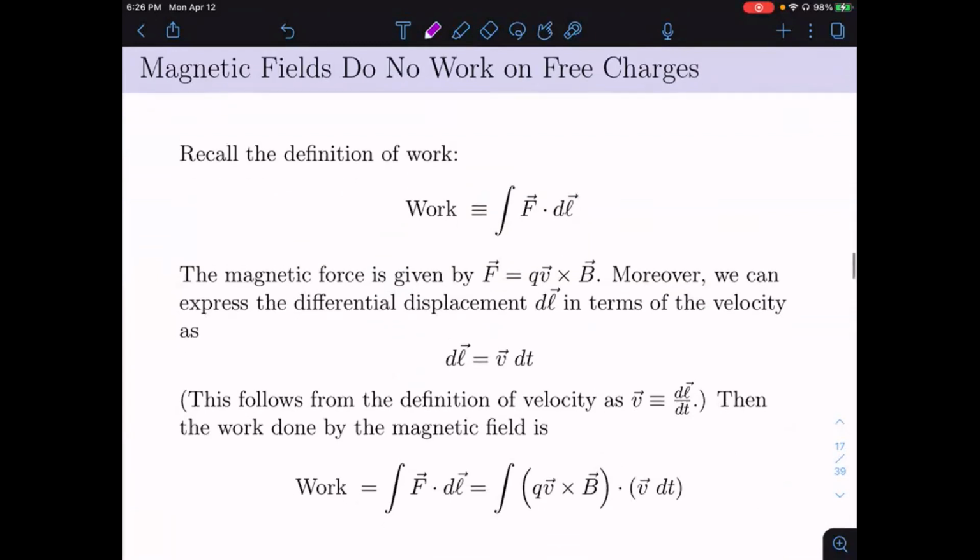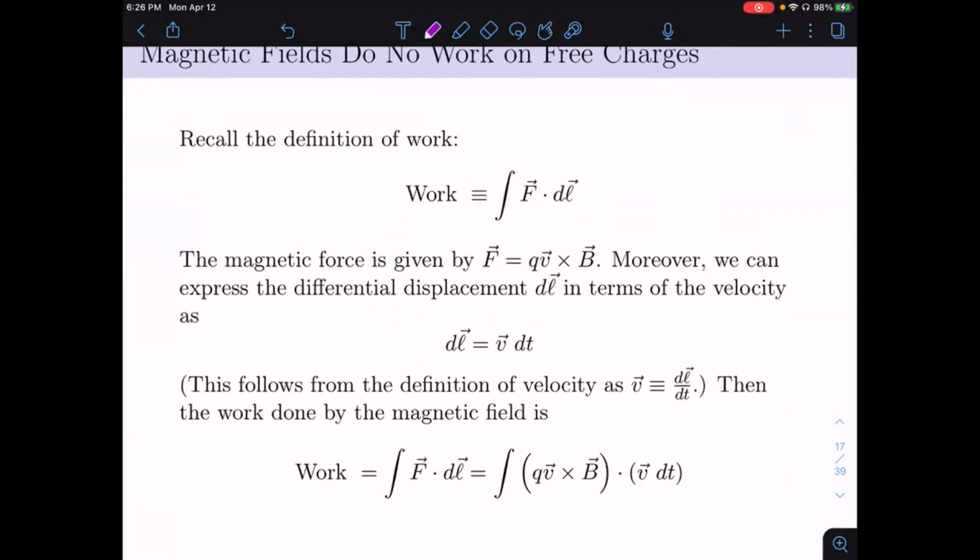So this is a sort of mini proof as to why we don't get any work in the first place. So remember, recall the definition of work from Phys 1: the integral of a force dotted over some length. We've already established that our force is QV cross B, excellent. And then the differential length is in terms of velocity, because velocity is in terms of meters per second. So if I multiply that by a change in seconds, I'm just going to get meters out of it, or distance. So I could change dl into just v times dt.